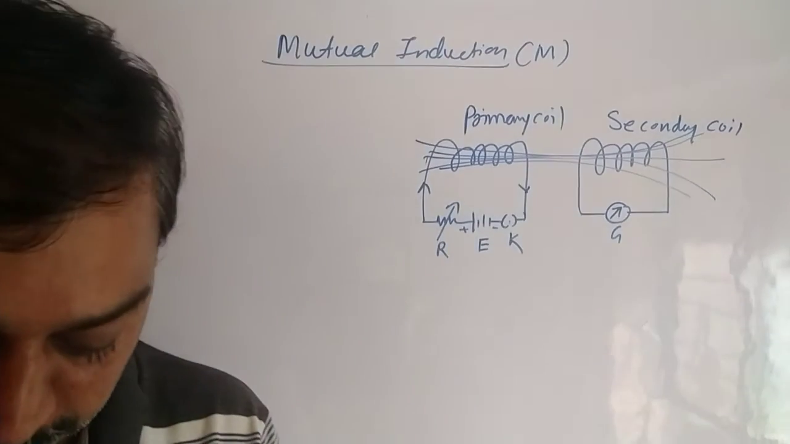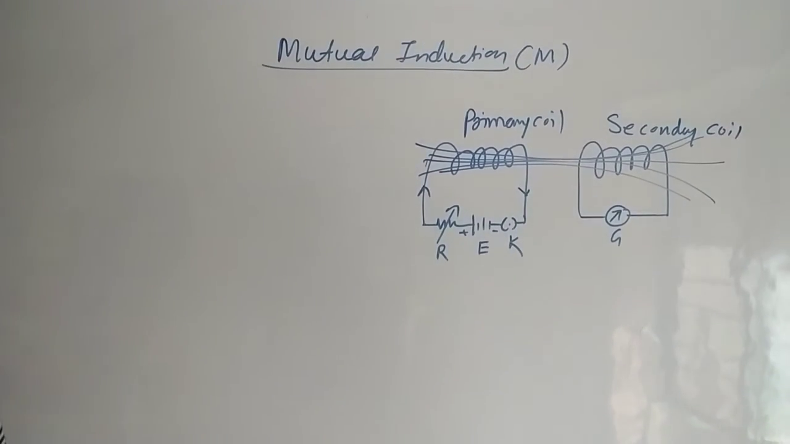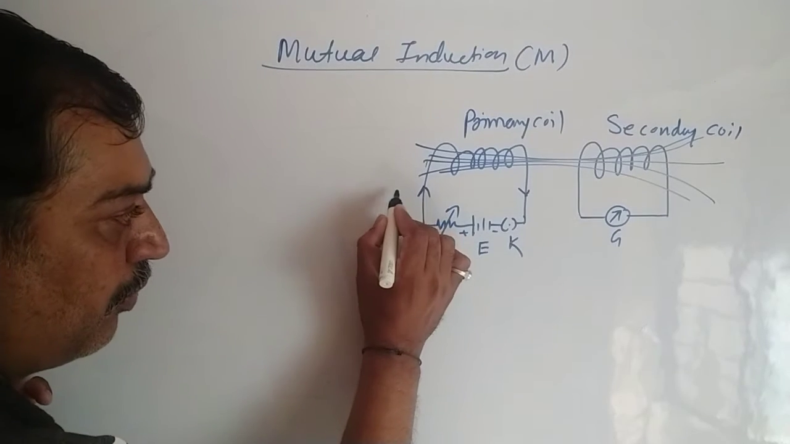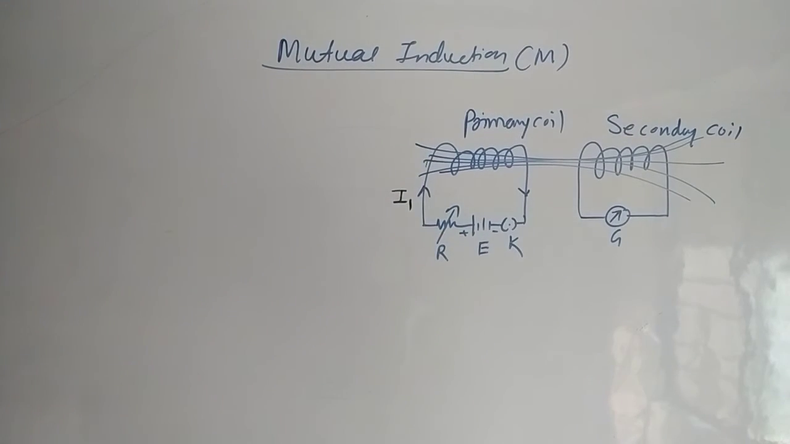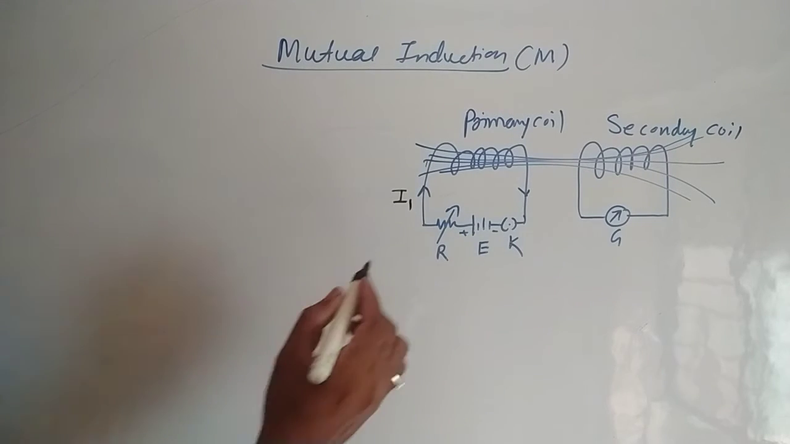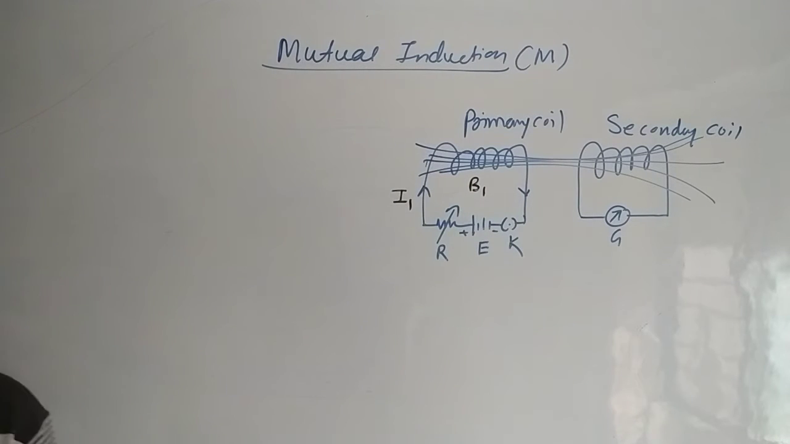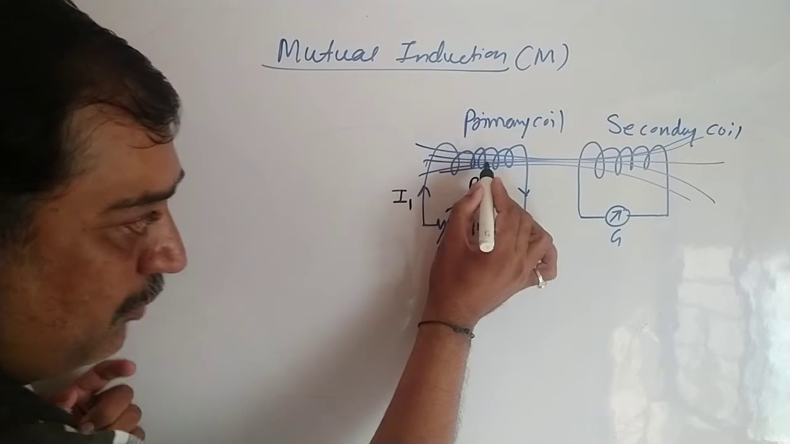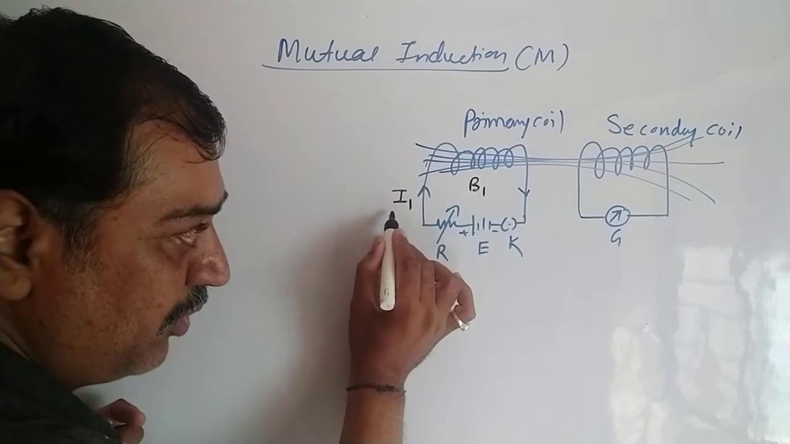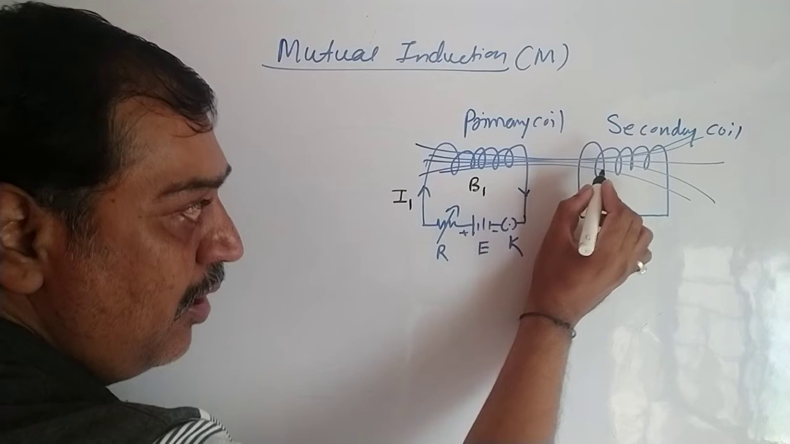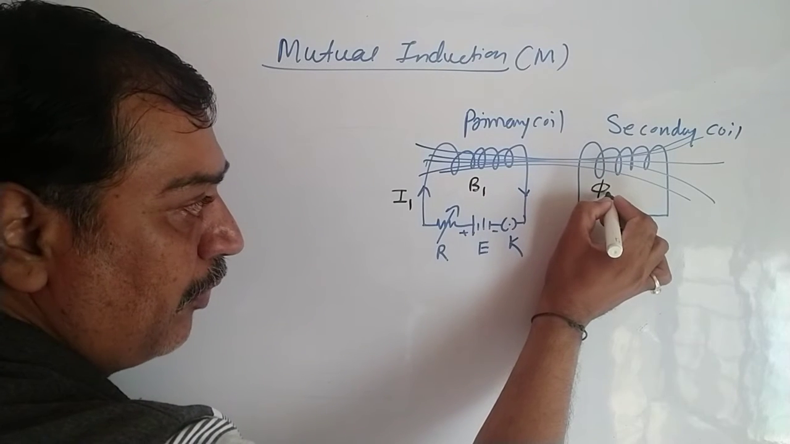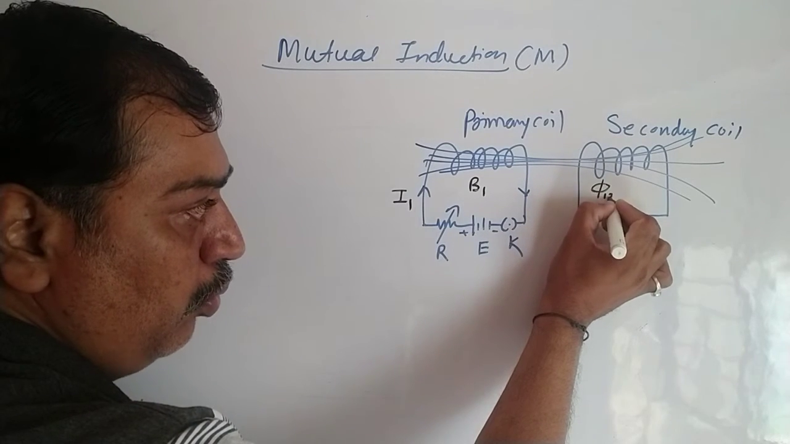Now in this case, suppose the current flowing to the first coil is I1. I1 amount of current is flowing to the first coil, and it will produce a magnetic field here. It is B1. B1 is the magnetic field produced by the first coil, and I1 is the current flowing to the first coil. Then what will occur? It will induce a magnetic flux. This magnetic field produced by the first coil due to this current is linked to the secondary coil, and that is said to be phi 1 2 or 2 1.